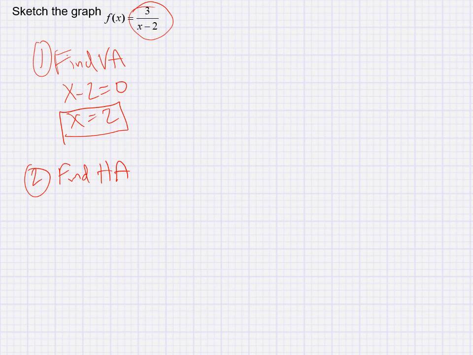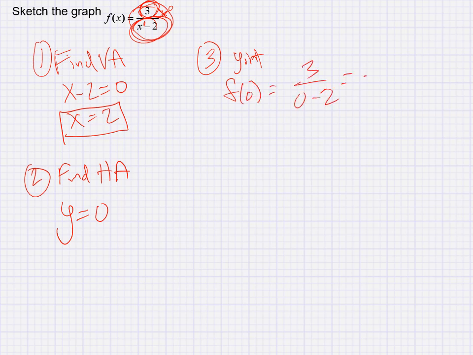Step 2, we want to find the horizontal asymptote. Well, the degree of the numerator, you would say, is 0. There is no x up there. It's just a 3. So the power on the x, x to the 0, is 0. Denominator, 1. The denominator is bigger, so y equals 0 gives us a horizontal asymptote. Next, we want to do our y-intercept. So we'll find f of 0. In this case, 3 over 0 minus 2 gives us negative 3/2.